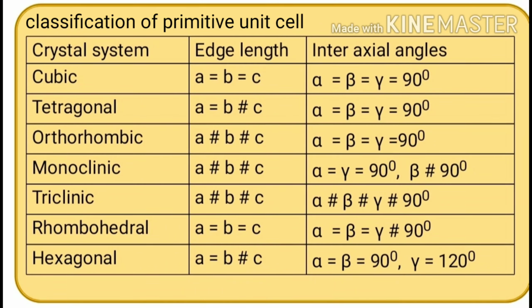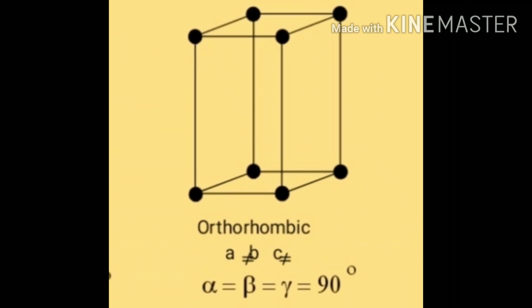In orthorhombic, all edge lengths are not equal. Length is not equal to width, width is not equal to height. In this, a, b, c are not equal to each other. When it comes to interfacial angles, alpha, beta, gamma are all equal to 90.